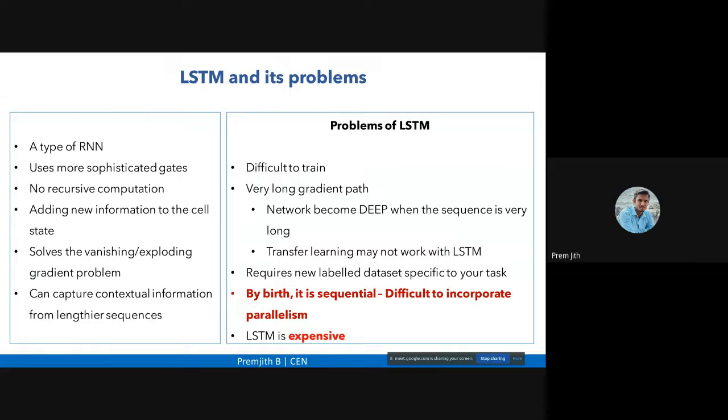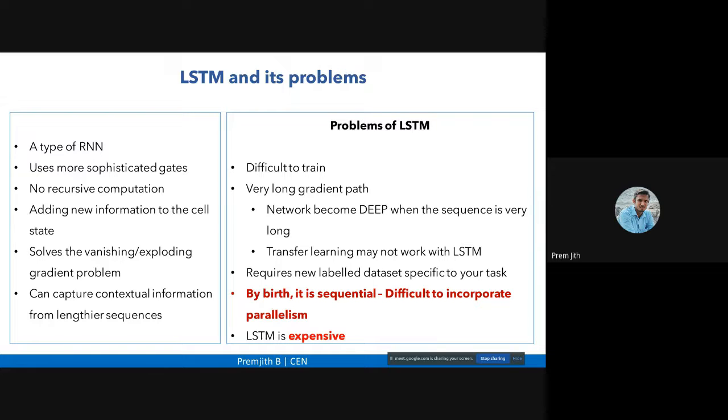By birth, RNN, LSTM, and GRU are sequential. Because of that, it is very difficult to incorporate parallelism. If you want to process the data in parallel, or process all the words in a sentence simultaneously, then it is not feasible with LSTM networks.